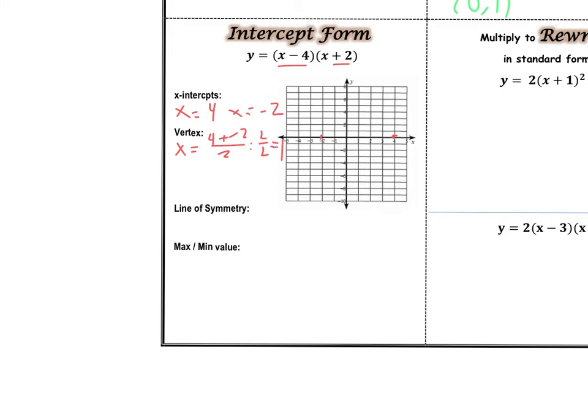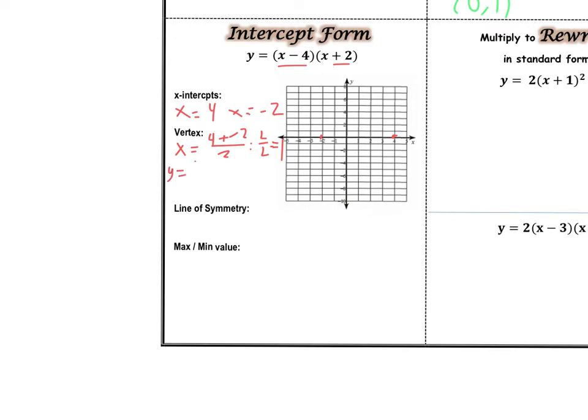You can kind of see here that 1 is right in between these two x-intercepts. You can see that's kind of right halfway from one to the other. And so that's another way to do it, is just you look on the graph, it's right in between. Okay, so then next up, we need to find the y value of the vertex.